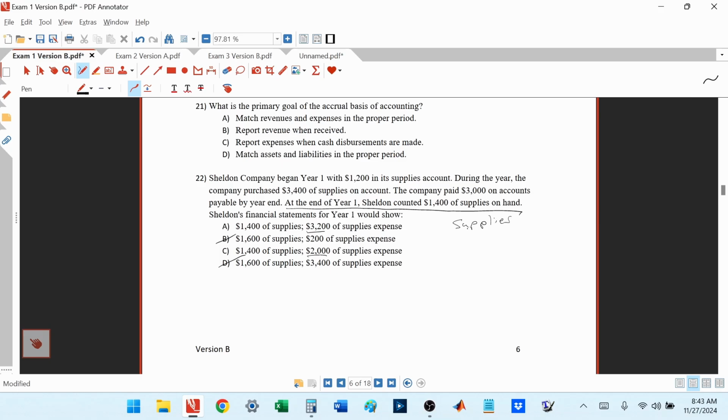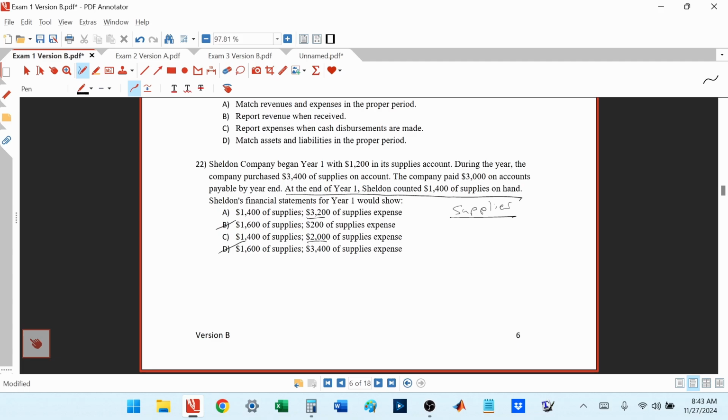In other words, what's the dollar value of the supplies we used this period? That's the supplies expense, right? We incur an expense when we derive a benefit from using a resource. So what dollar value of benefit do we derive from using these supplies? In other words, what dollar value of supplies do we use? So the supplies account began the year with a balance of $1,200. To that, we add $3,400 worth of supplies when we purchased them on account. We pay $3,000 off our account payable. That's not relevant to the question at hand, so ignore that sentence. And at the end of the year, we're left with $1,400 balance.